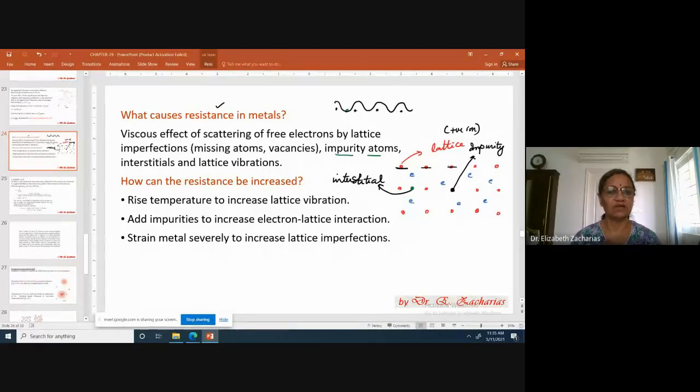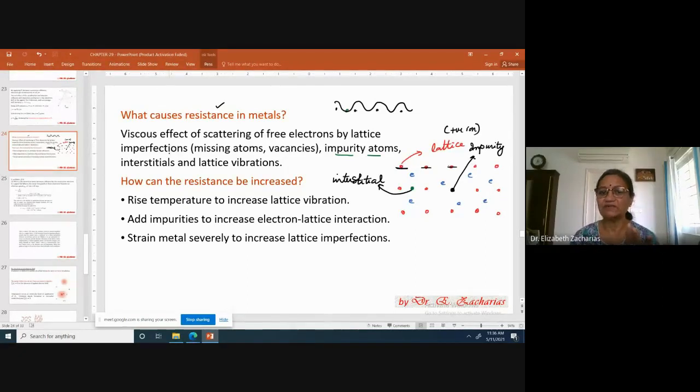Okay, so please read this now, it will make sense. What causes resistance in metals? The viscous effect, viscosity. Remember, these electrons are like flowing through some liquid. So the viscous effect of scattering. Scattering is when it hits and changes direction. That's called scattering. The viscous effect of scattering of the free electrons by the lattice imperfections.